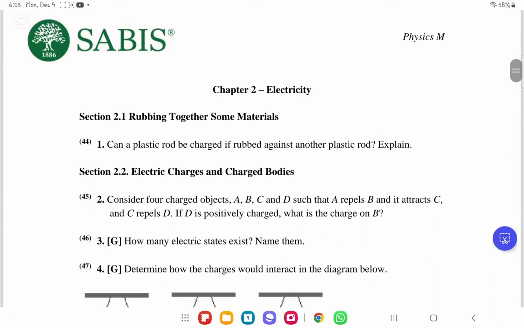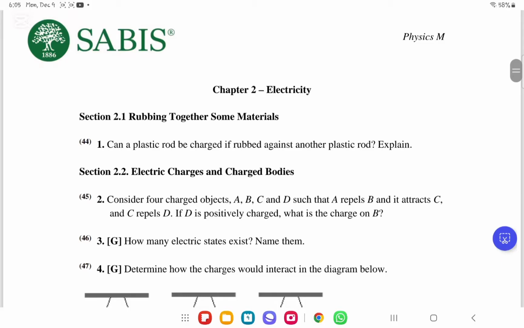So today I'll be explaining the chapter 2 physics course questions. Let's start with section 2.1, rubbing together some materials. Can a plastic rod be charged if rubbed against another plastic rod?